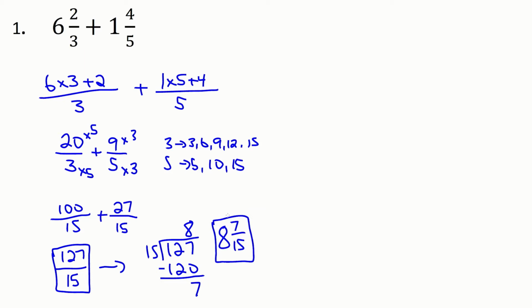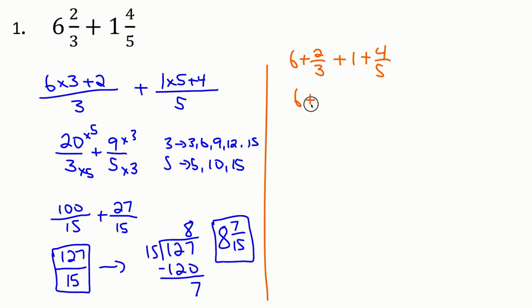Now I'll show you on the other side here. So let's just draw a line, and I'll change colors. I'll show you how to add these while keeping the mixed numbers. So remember, 6 2/3 is the same thing as saying 6 plus 2 over 3. And 1 4 over 5 is the same as 1 plus 4 over 5. So we can actually move these around now that we have the different plus signs. So we could write this as 6 plus 1 plus 2 over 3 plus 4 over 5.